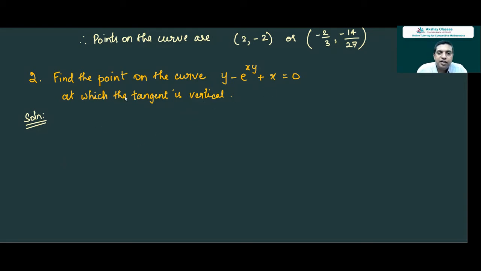So, let us anyway try this. Best is what to do. You want to find dy by dx. Differentiate implicitly. So y minus e power xy plus x equal to 0. This is not an explicit function, and it is not easy to make it as explicit function of y in terms of x. It's very difficult. So differentiate implicitly.